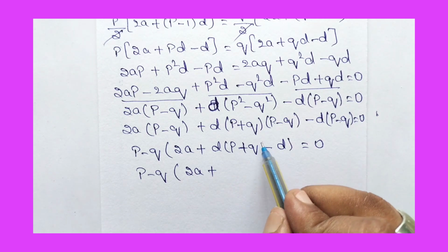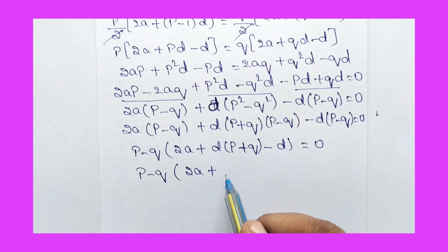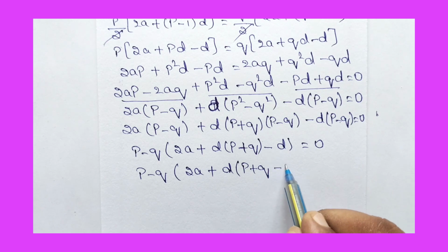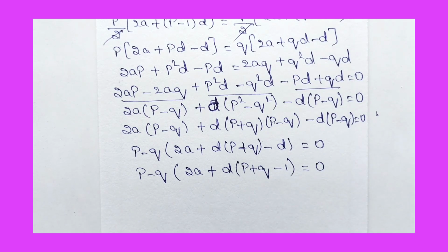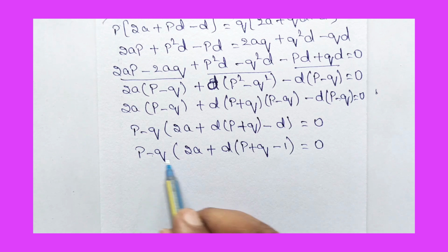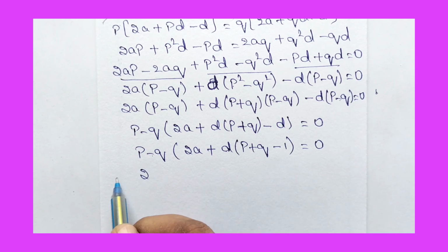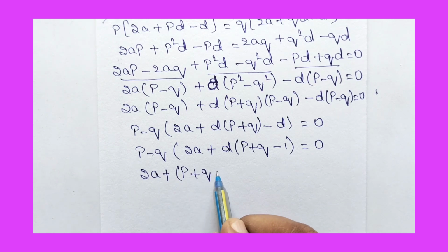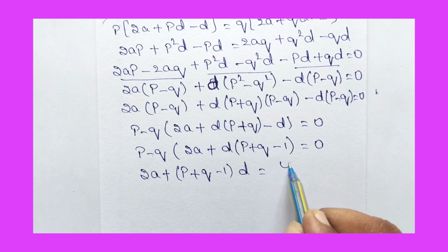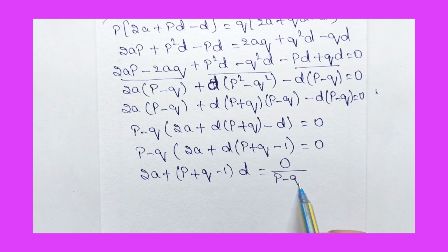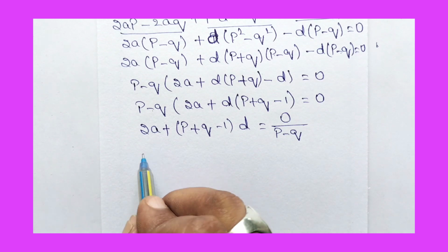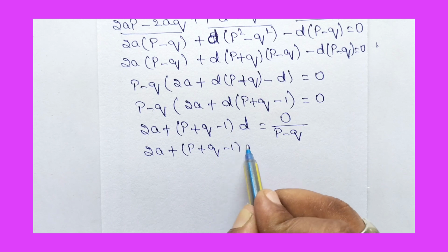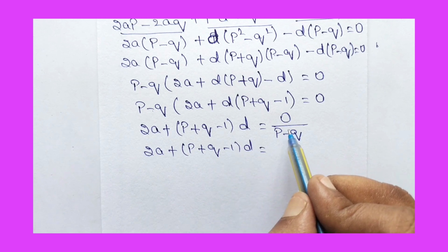Taking d as common from these two, P plus Q minus 1 will be remaining. So what remains is P minus Q into 2a plus P plus Q minus 1 into d is equal to 0. Dividing by P minus Q, 2a plus P plus Q minus 1 into d is equal to 0 by P minus Q, which is 0.